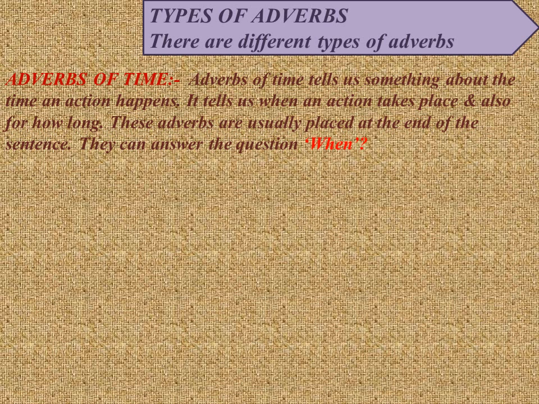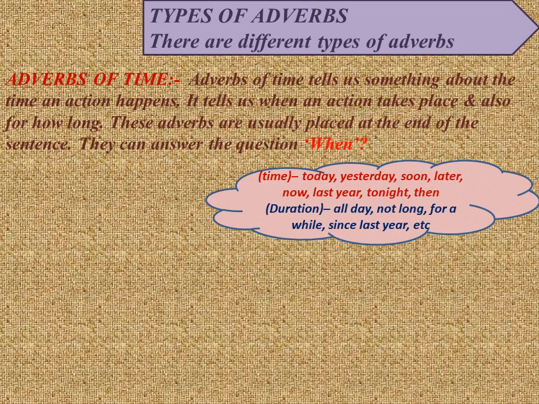I repeat, students. Adverb of time tells us something about the time an action happens. It tells us when an action takes place and also for how long. These adverbs are usually placed at the end of the sentence. They can answer the question when. Let's see some examples.